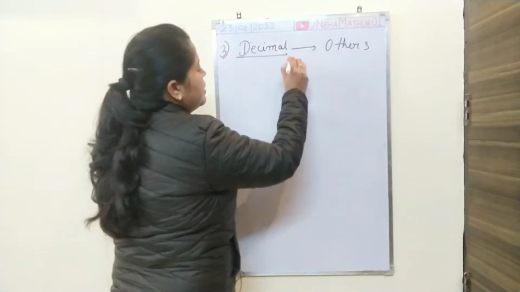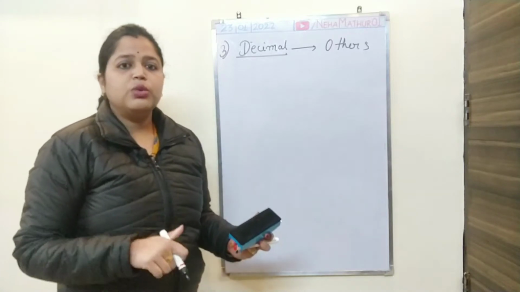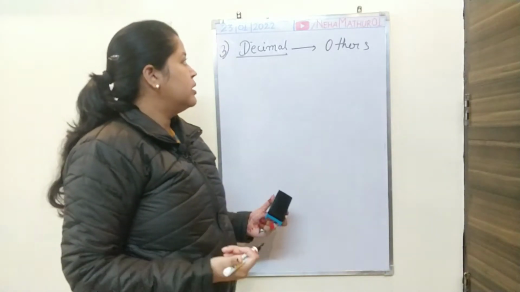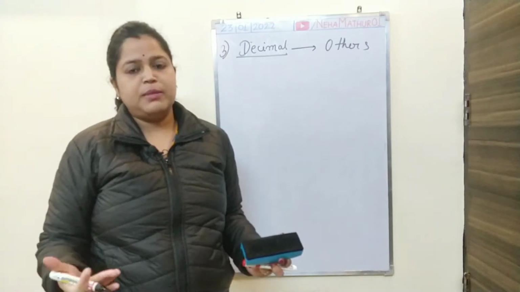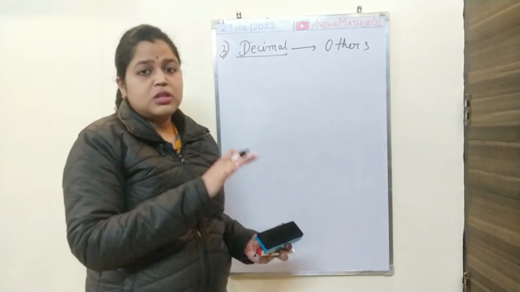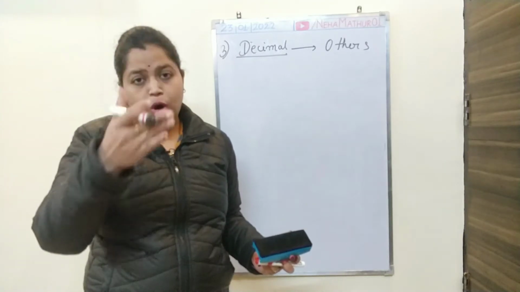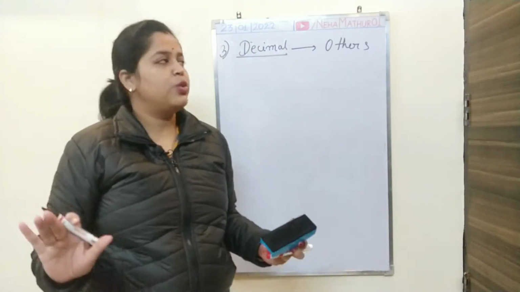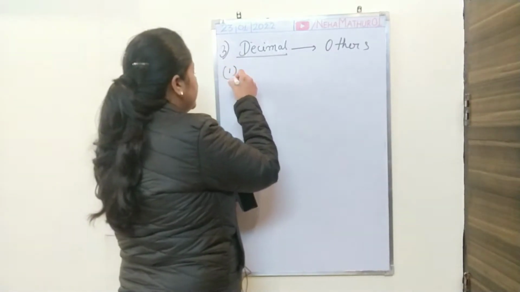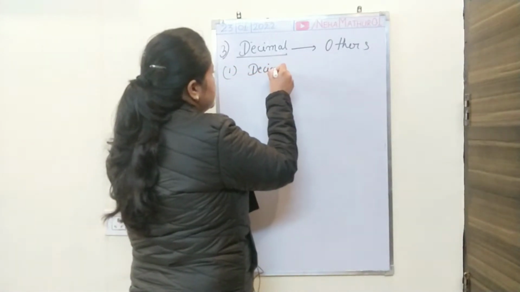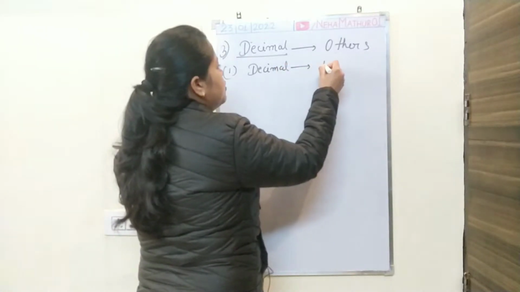Fine. So I am going to start the third conversion, which is how you can convert your given decimal number system into others. Other means you must have knowledge about how you can convert decimal into binary, decimal into octal, and decimal into hexadecimal. This is the simplest conversion among all the other types of conversion, so it is going to be more interesting. The first one is how you can convert your given decimal number system into binary.